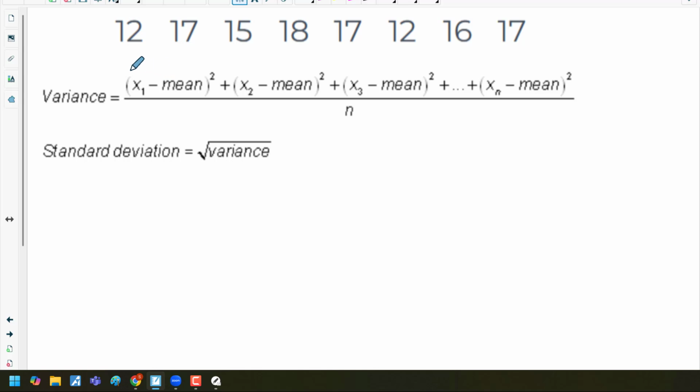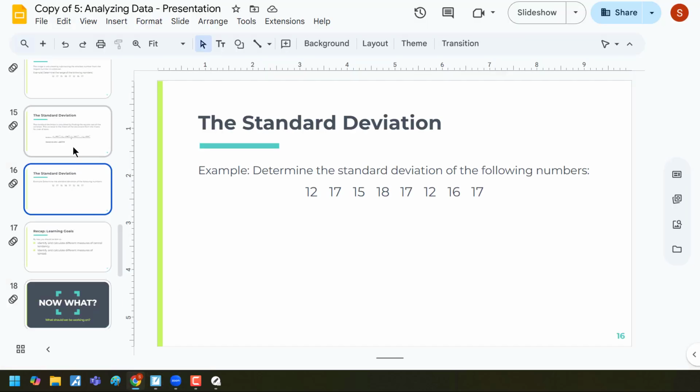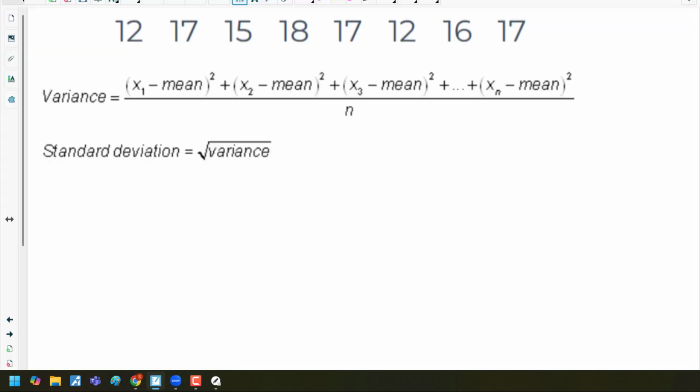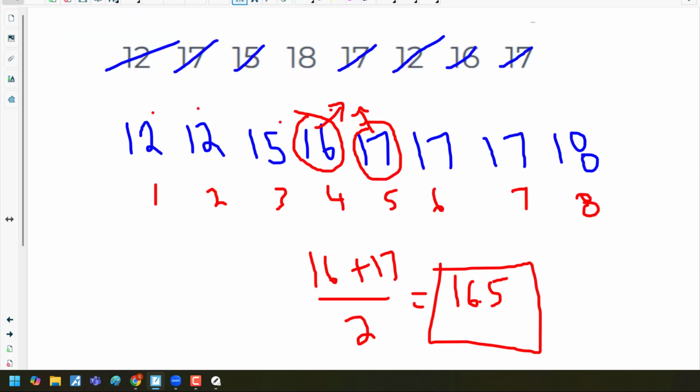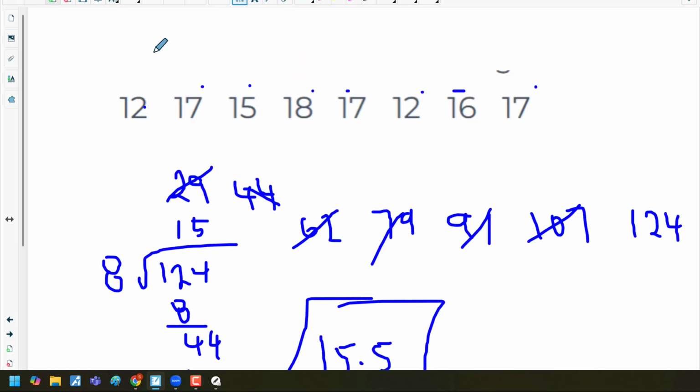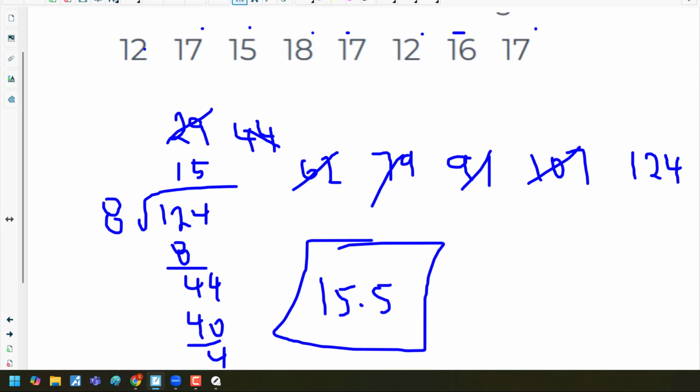But yeah, so let's start. The mean, since this is the same data set, is going to be the same mean as the one we did before. What's the mean here? Was it 15.5? Was this the mean? Yeah, this looks all right. 15.5. All right.